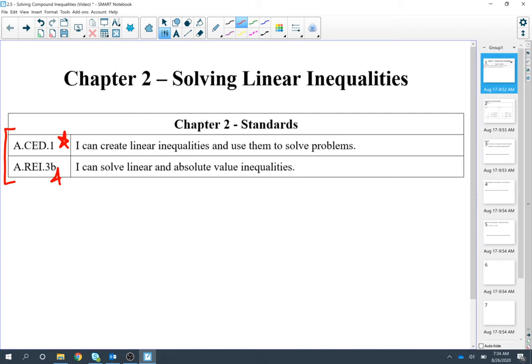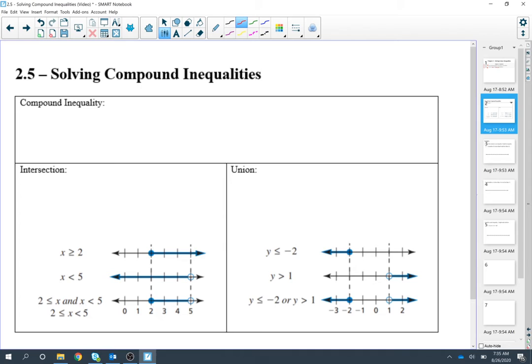And then down here, our second one, I can solve linear and absolute value inequalities. We haven't gotten to absolute value yet. That will actually be 2.6, but we're still working on linear inequalities. Specifically for 2.5, solving compound inequalities, our first definition is a compound inequality.